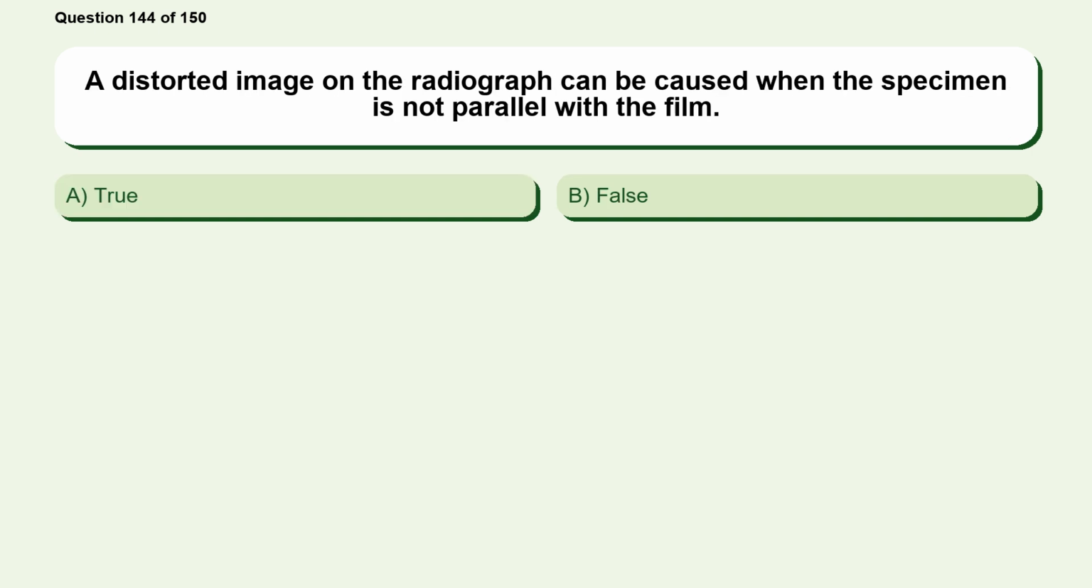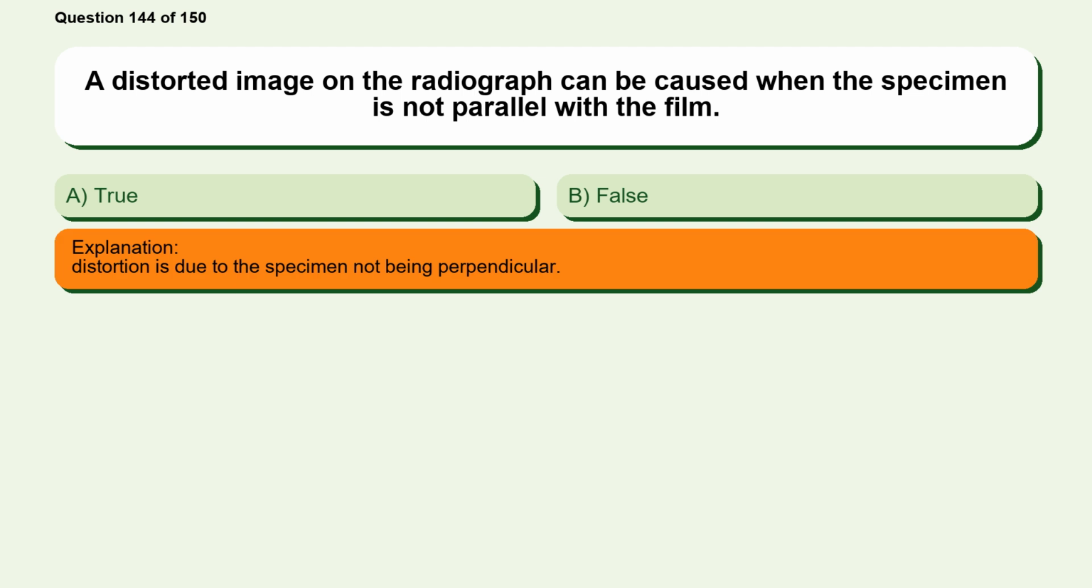Question 144. A distorted image on the radiograph can be caused when the specimen is not parallel with the film. Option A, true. Option B, false. The correct answer is option false. Distortion is due to the specimen not being perpendicular.